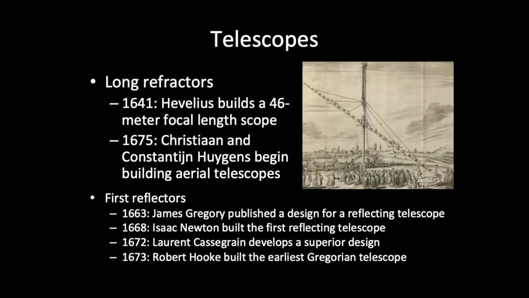The Cassegrain telescope includes a small secondary mirror which reflects light through a central hole in the main mirror. Even today, you can buy telescopes that use the Newtonian or Cassegrain designs. In 1673, Robert Hooke built the first Gregorian telescope and observed the rotations of Mars and Jupiter.